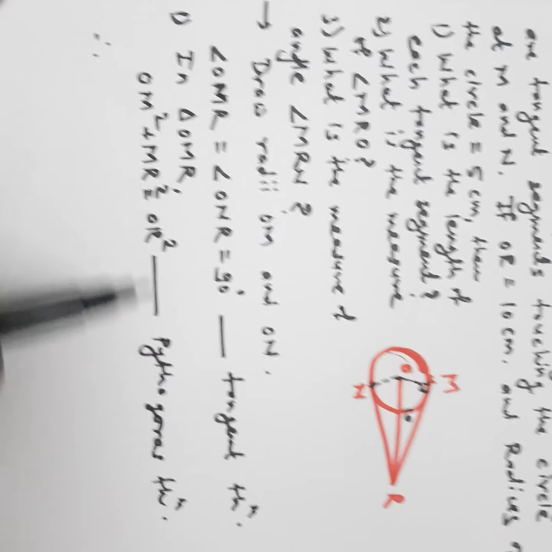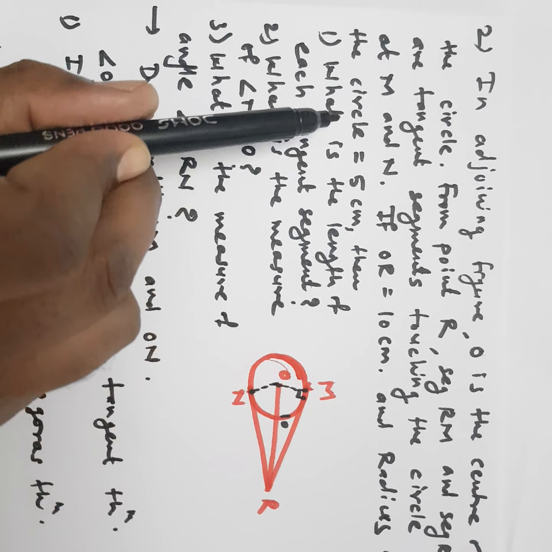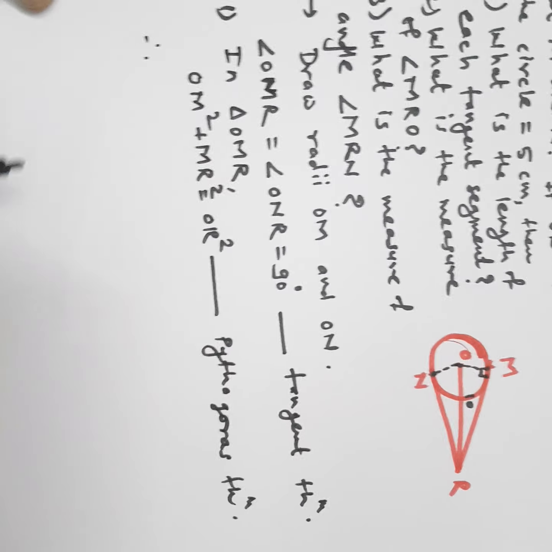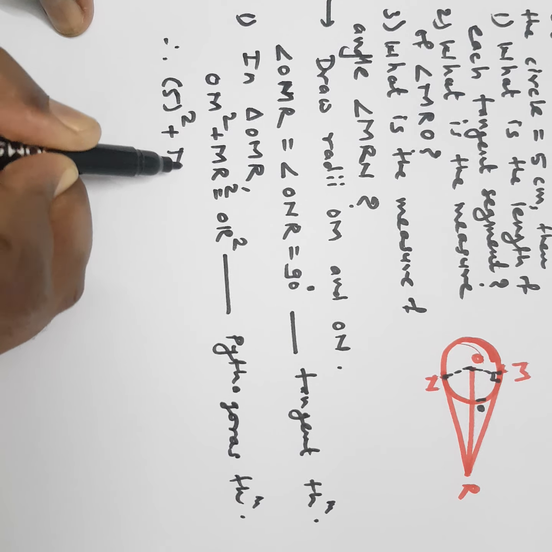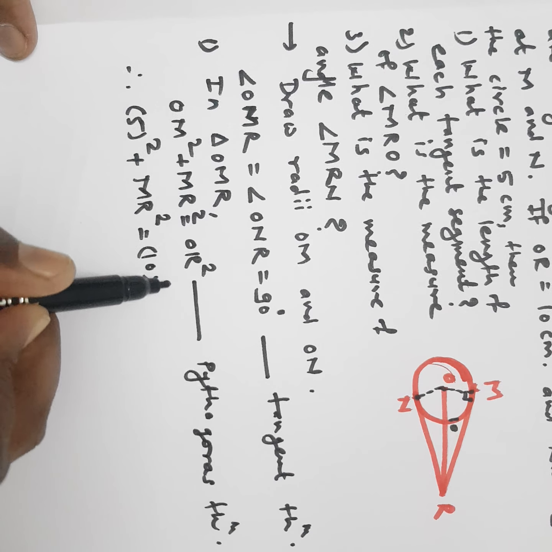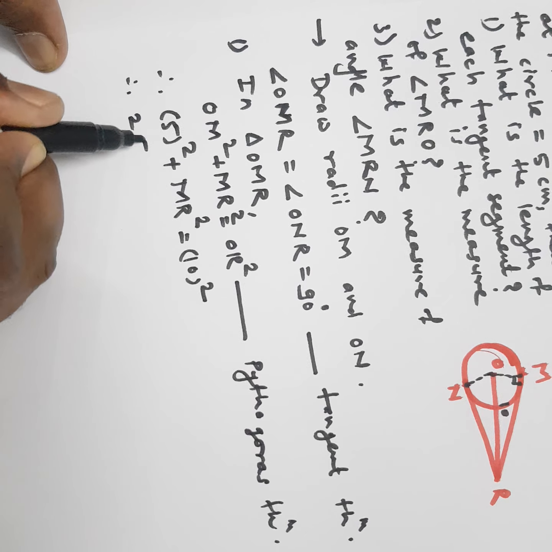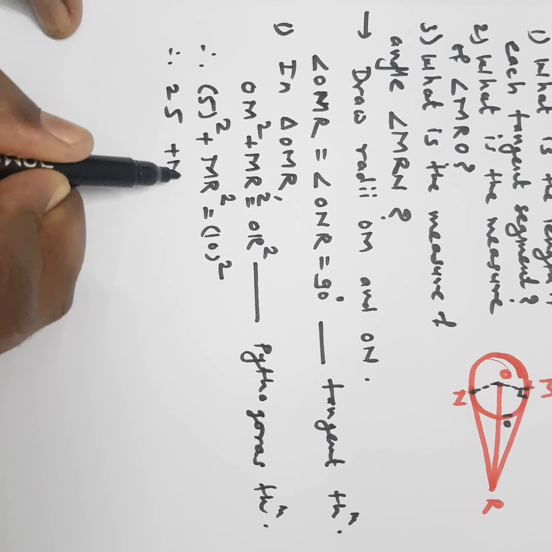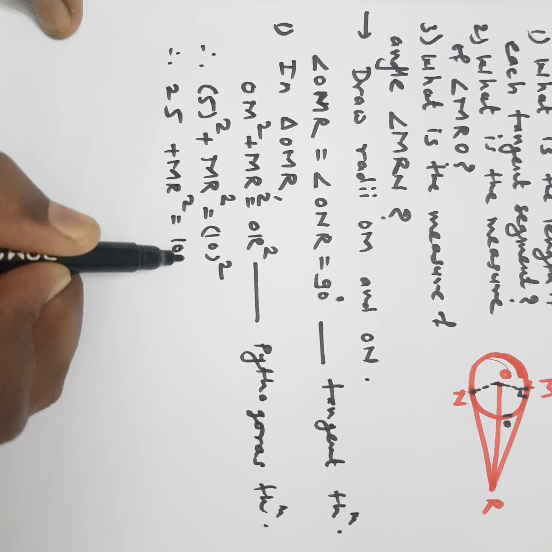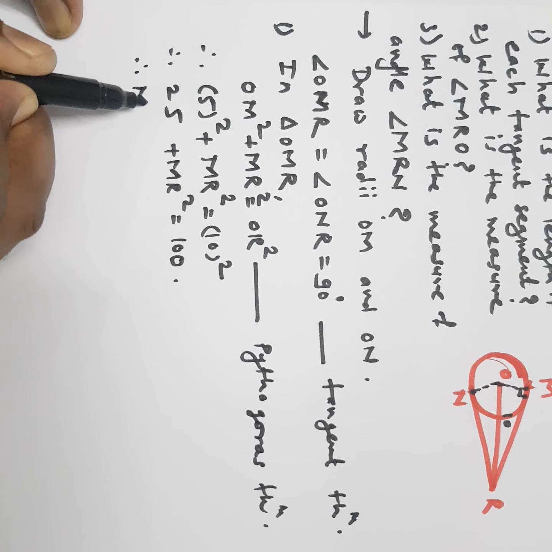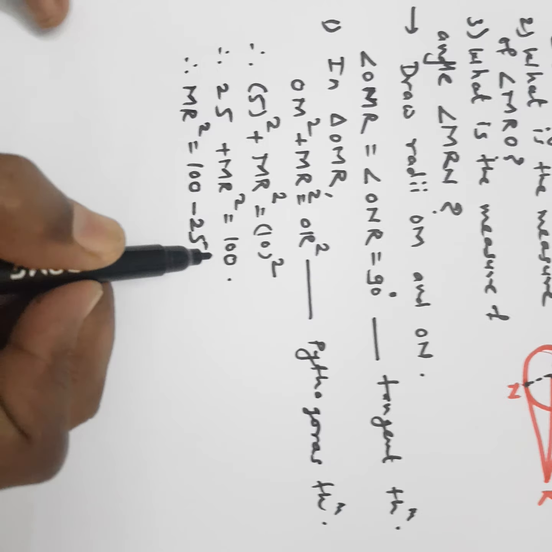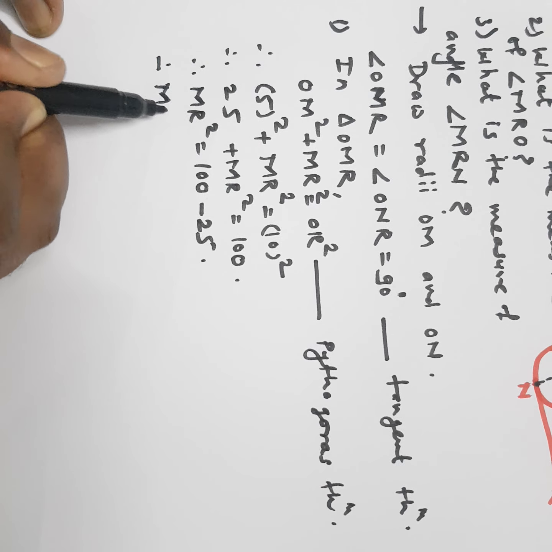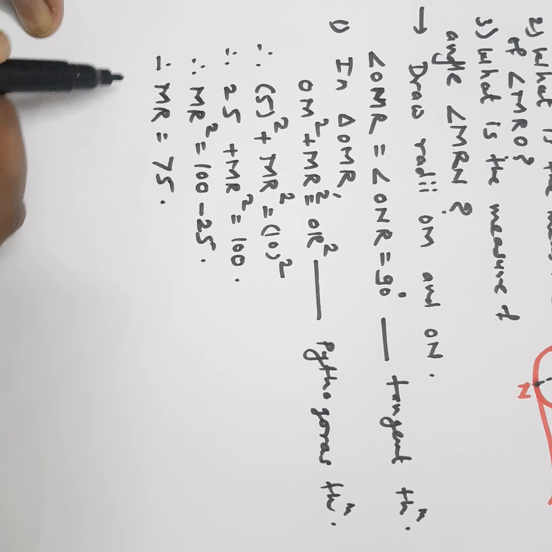Here OM is the radius, and the radius of the circle is given as 5 centimeter. Therefore, 5 square plus MR square is equal to OR, which is given as 10 square. Therefore, 25 plus MR square is equal to 100. Therefore, MR square is equal to 100 minus 25, which is 75.